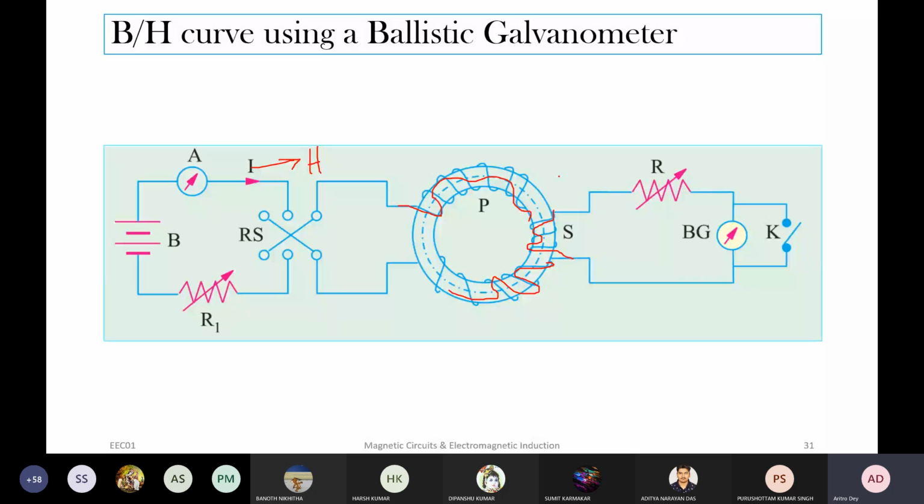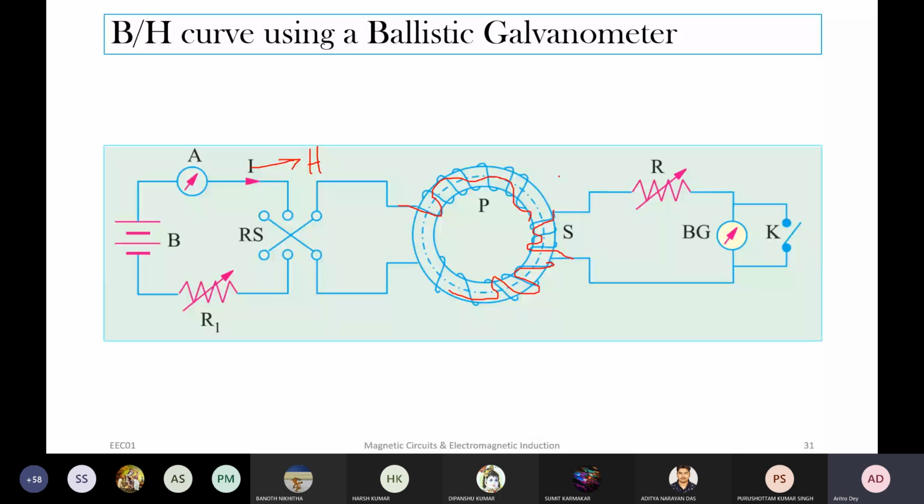If there is more damping, if it's a metallic former, then damping will be more, and then we will not get the immediate deflection. So the recording will not be proportional to the flux. I mean, it won't give you the right measure. That's why we use a non-metallic former, so that there is little damping.